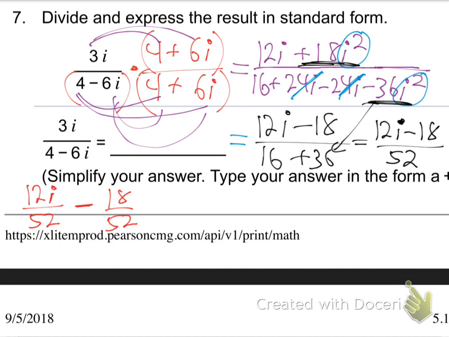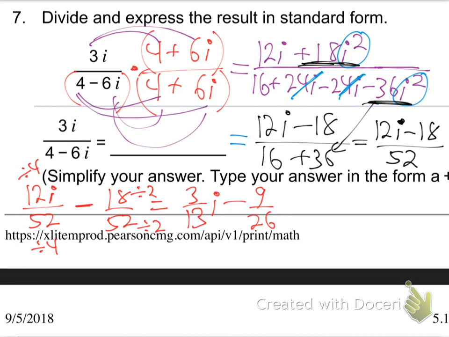Then just reduce both those fractions. Divide by 2, top and bottom? Or 4? The first one you could do 4, the second one you can only divide by 2. Dividing by 4, top and bottom, would be 3/13 i. And this one is 9/26. So far so good?